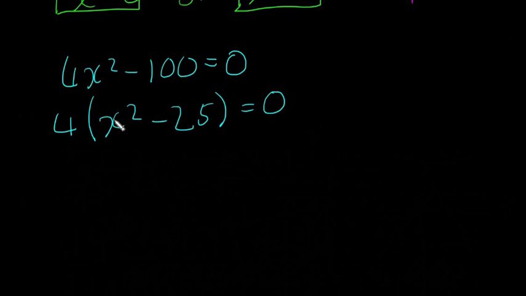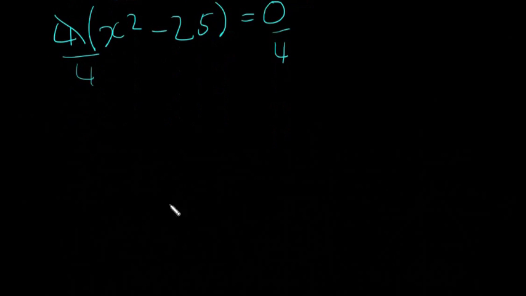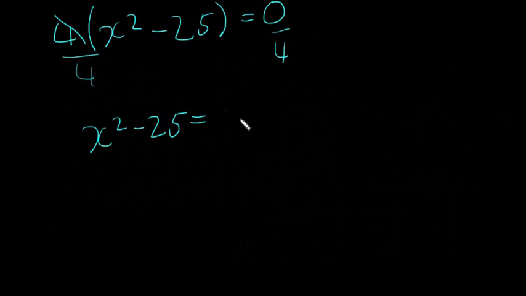Okay, what we're going to do next, we're just going to get rid of this 4 because it doesn't actually matter for the x squared minus 25. It'll just simplify our equation. We can get rid of the 4 because you can divide both sides by 4 if you want. If you divide 0 by 4, you're just going to be left with 0 still. So let me just scroll down a little bit more. Now we're left with x squared minus 25 is equal to 0.